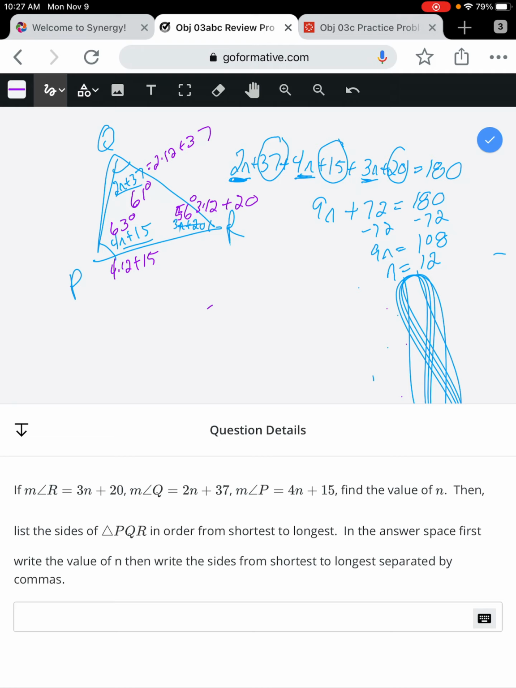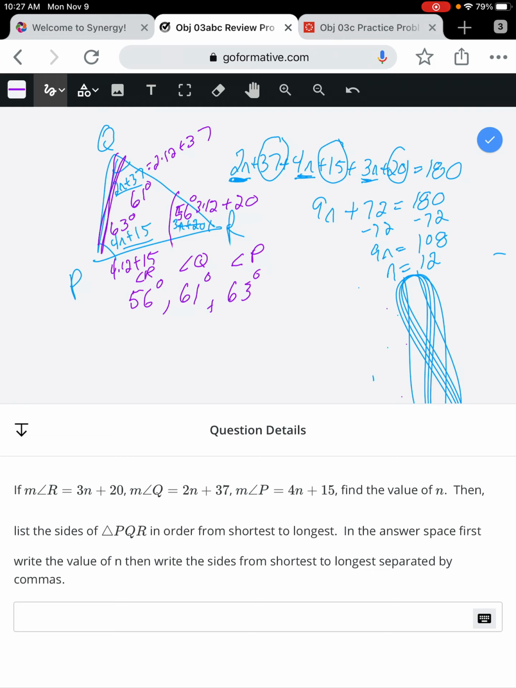Well, the shortest side is opposite the smallest angle, and my smallest angle is 56. So it goes your 56-degree angle, which is opposite angle R. You have your 61-degree angle, which is opposite angle Q. And your third angle is your 63-degree angle, which is a part of angle P.